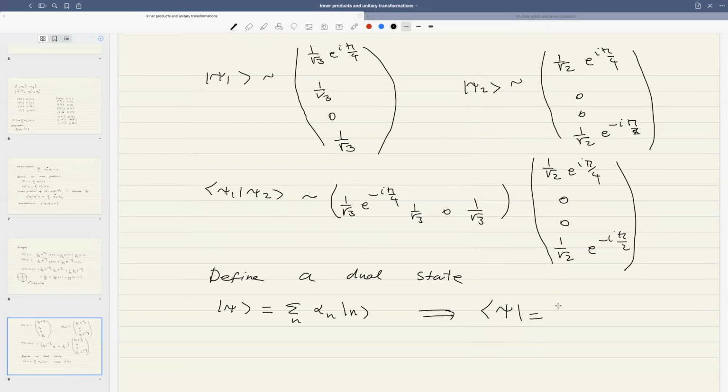and write it as the sum over n of alpha n star <n|, and then I can also flip the order for these basis states. And if this has a column representation alpha 1, alpha 2, up to alpha, the last one, let's call it m, which in general for a system of qubits is going to be 2 to the n, where n is the number of qubits, this has a representation as a row. And then I have alpha 1 star, alpha 2 star, up to alpha m star. All right.